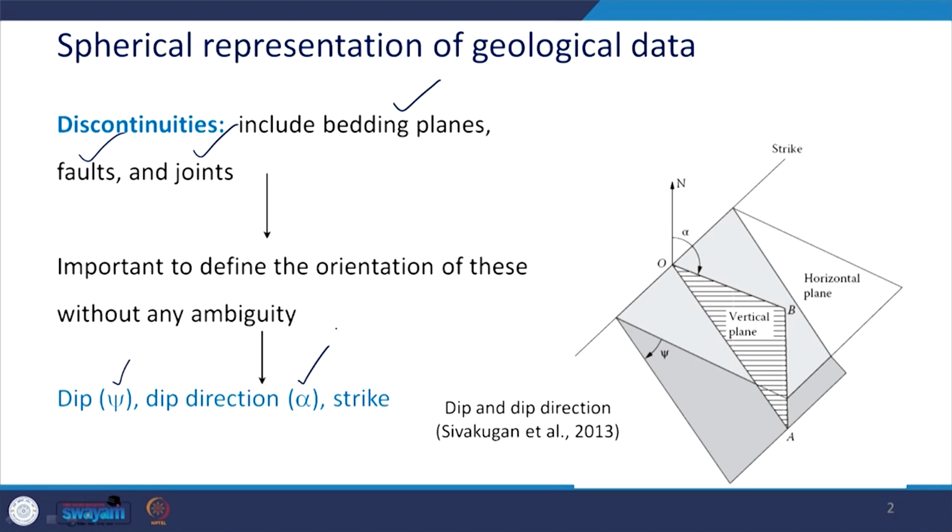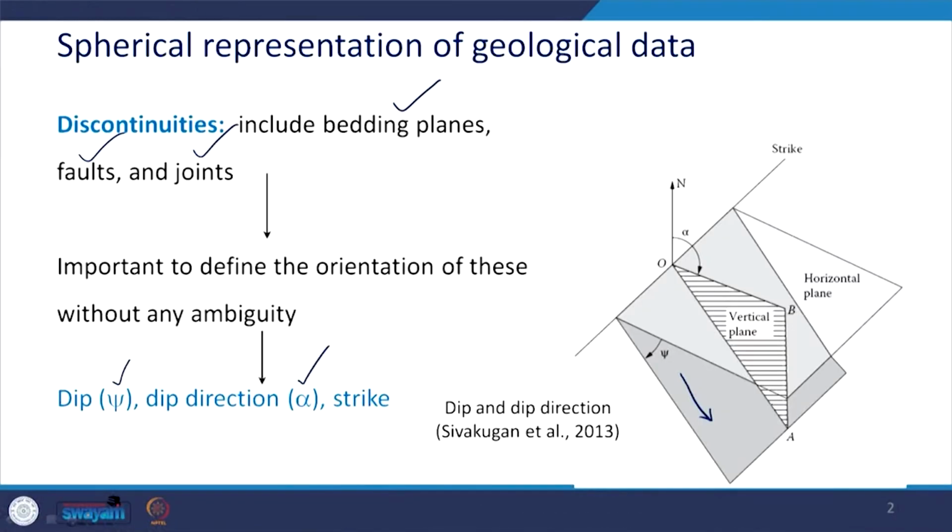Take a look at this figure. This is a plane which is dipping. That means this is a plane which is representing maybe either the bedding plane or the rock slope or any faults or joints, any plane which we want to represent as the geotechnical data. Now, let us consider a vertical plane through this line OA, that is this one which is hatched from OA, which intersects the horizontal plane along this line OB.